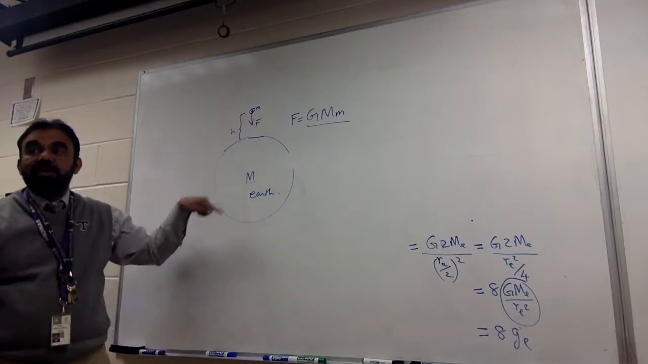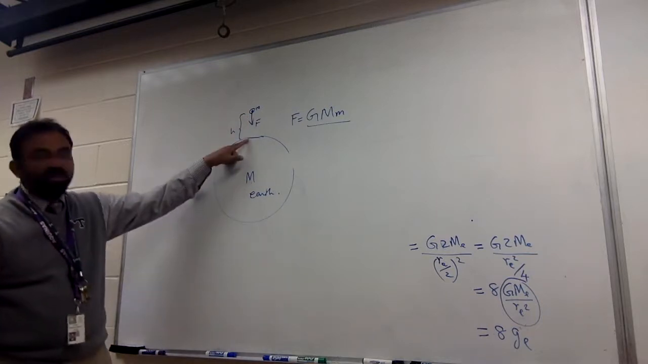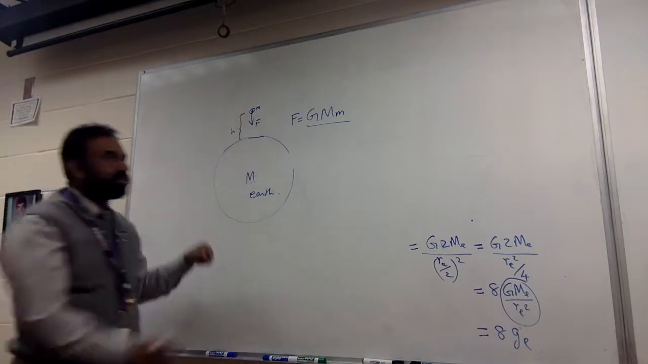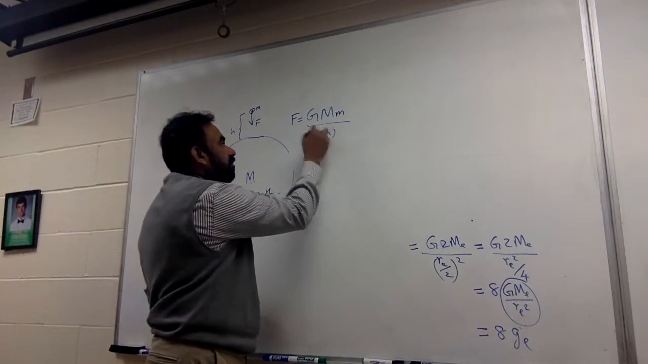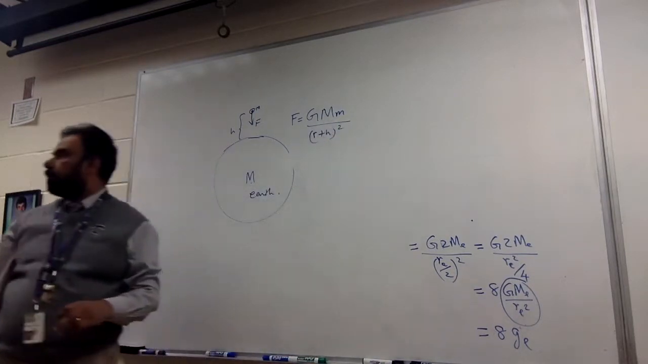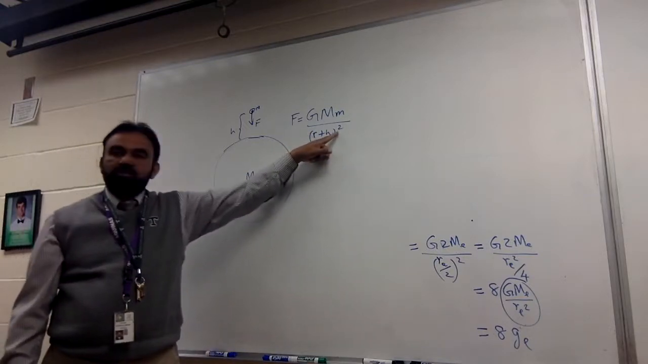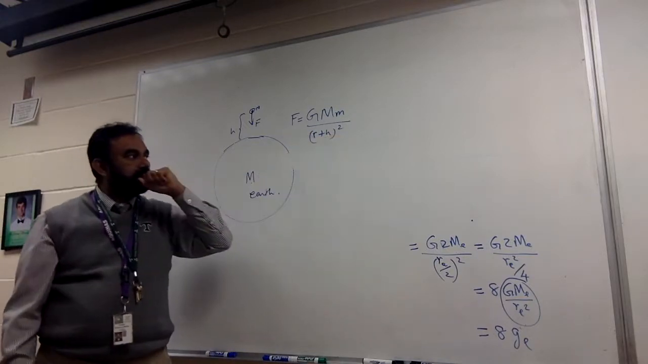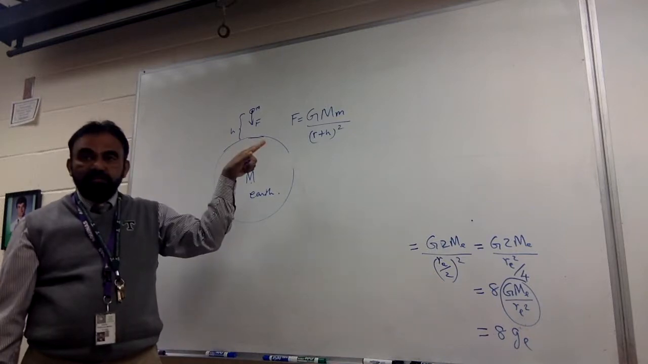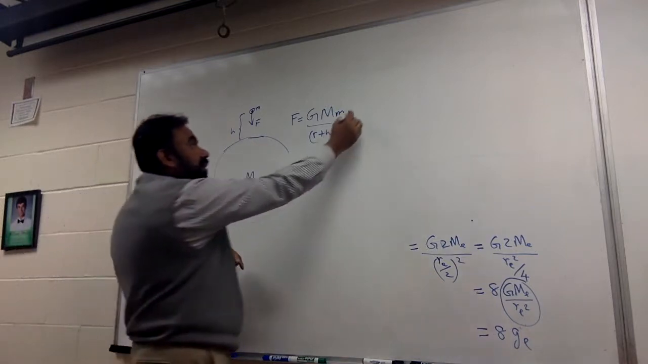It is R plus H, because from here to here is R, and then there's an H. So it will be R plus H squared. Okay? You understand so far? And that is going to be my weight.